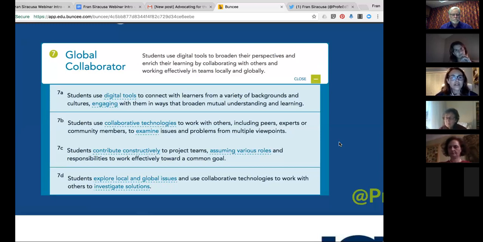And then look here at 7D. Students explore local and global issues and use collaborative technologies to work with others to investigate solutions. So for example, when Tracy was talking with us, the girl Karishma Bagani, like we said, she's a student from Mombasa, Kenya. She was 18 at the time, and she had developed a water purification unit. Our hope was that she could connect with students all over the world and be the expert they could talk to, to find out what she did to invent this and why she did it, and then be able to ask her questions.